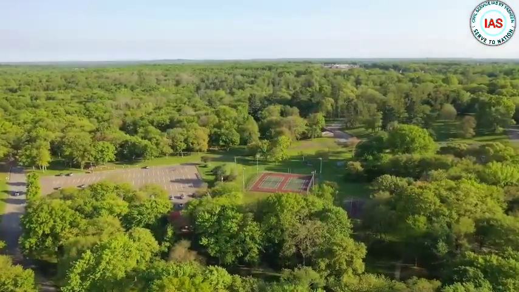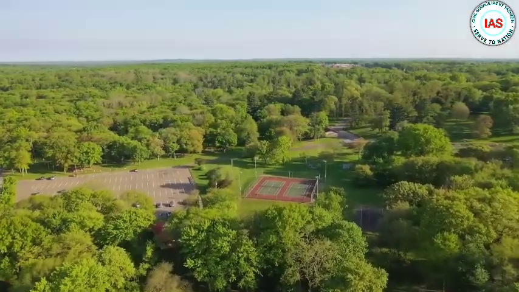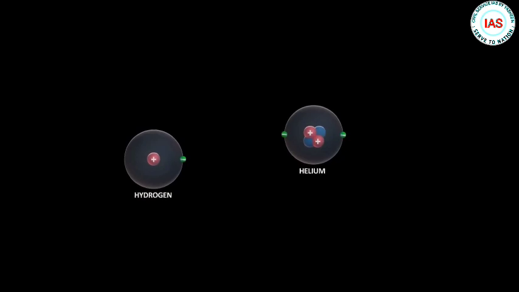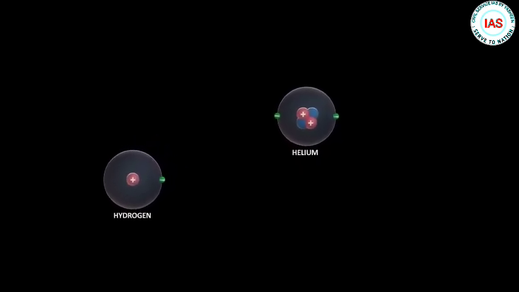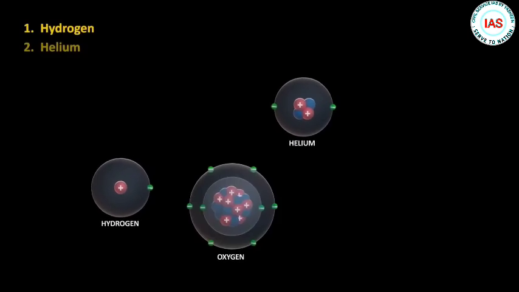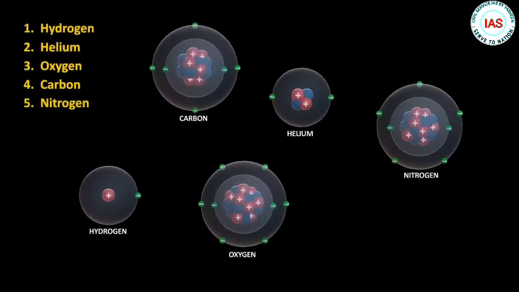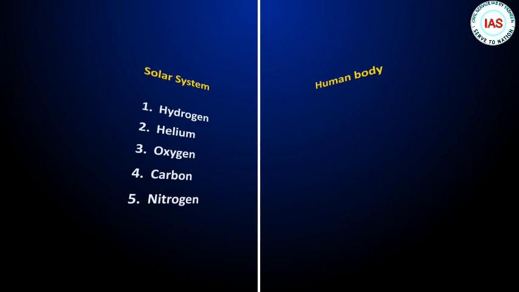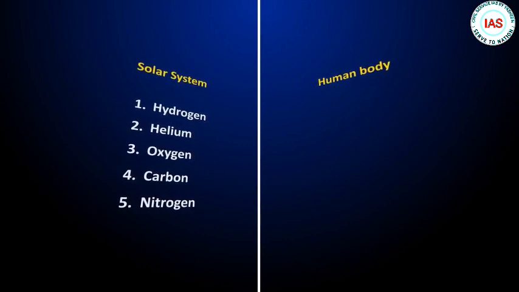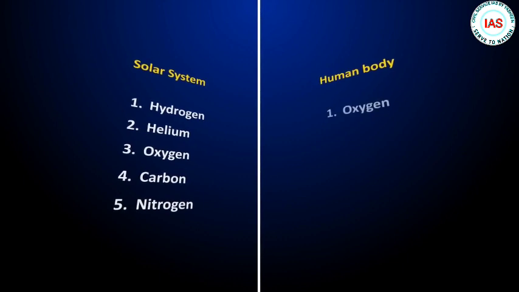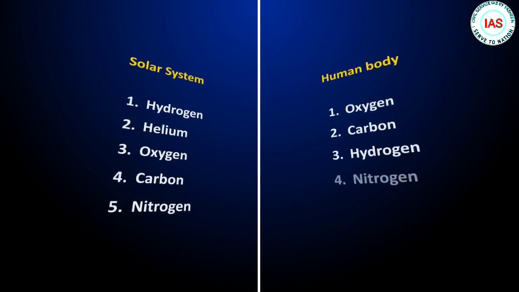Not only is carbon versatile, it's also abundant. If we look at the top 5 most abundant elements in our solar system, what we will see is the following in order of abundance: hydrogen, helium, oxygen, carbon, and nitrogen. Now, if we look at the top 5 elements in our body, what we will see is the following in order of abundance: oxygen, carbon, hydrogen, nitrogen, and calcium.